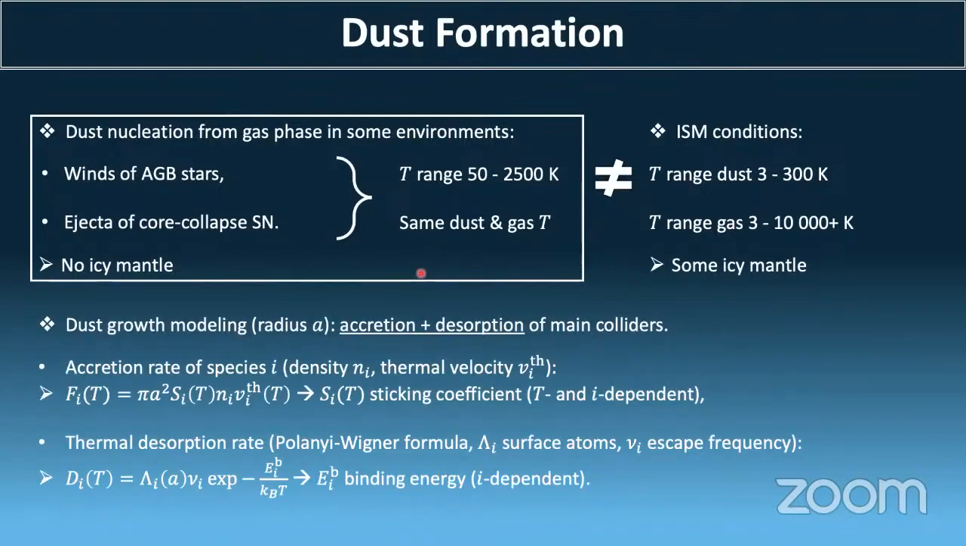The modeling that we do is relatively simple. It's a model that includes accretion and desorption, because growth comes mainly from those. I don't consider here the coagulation of two dust seeds that would coagulate together and form a larger seed. This is done by other people in the collaboration, of which I'm part of this project. So here we consider just the accretion and desorption of the main colliders in the nucleation regions. The accretion rate of any species i will depend on the surface of this dust, on the density of the species of interest, and on the thermal velocity of the gas.